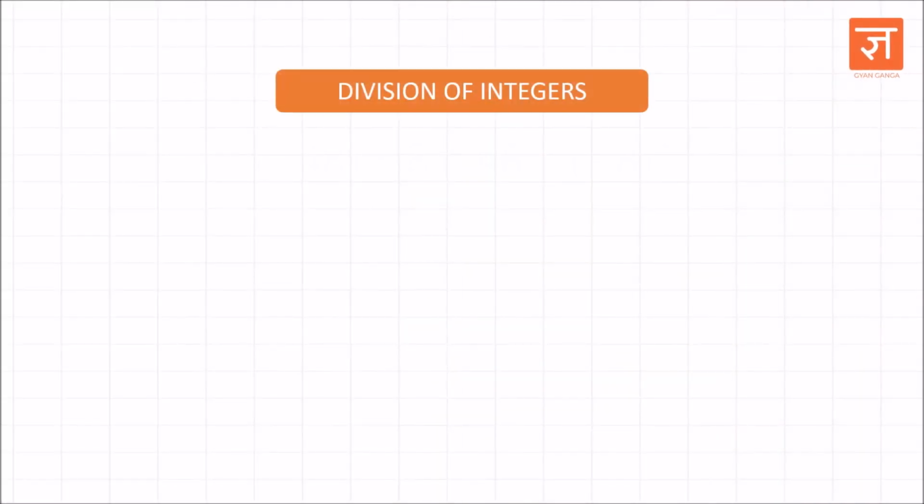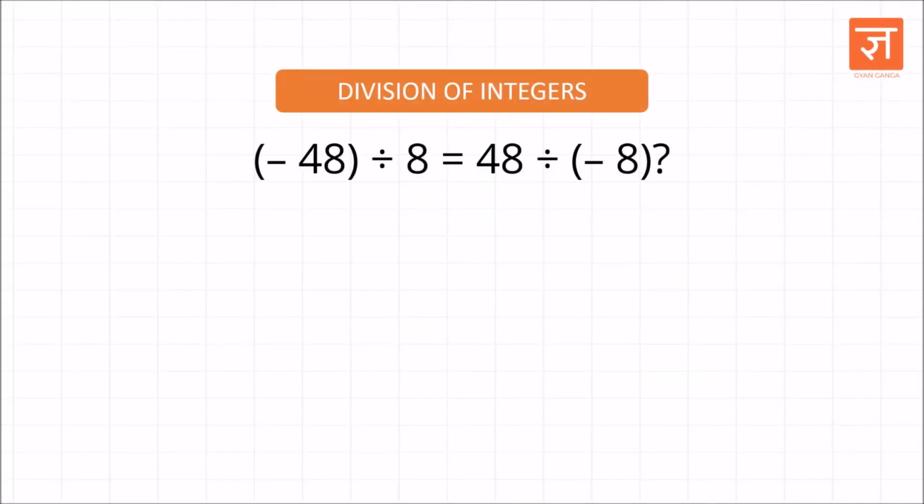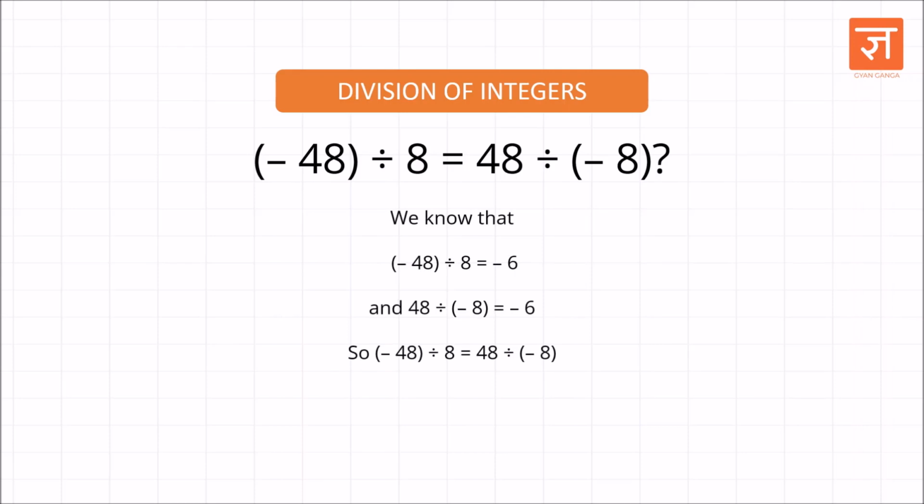Is this equal? Let us check it out. Minus 48 divided by 8, we got minus 6. 48 divided by minus 8, again we got minus 6, because if either one of the numbers is negative, we have the result in minus. If both were negative it would be plus, or if both stayed positive it would also be plus. So that means A divided by B, or minus A divided by minus B, or A divided by minus B, where B is not 0, then we have the same answer.